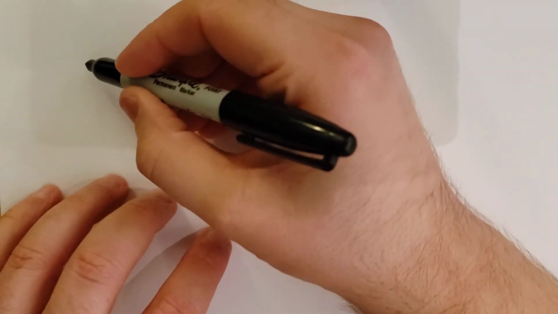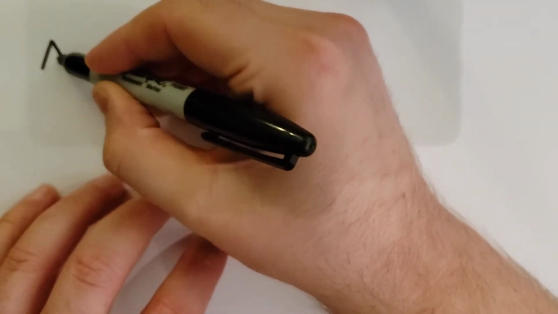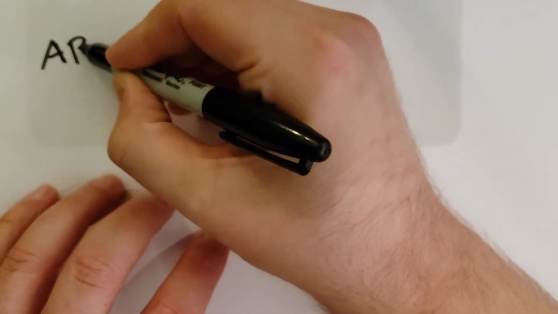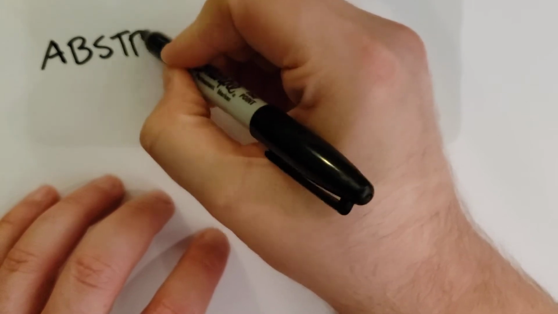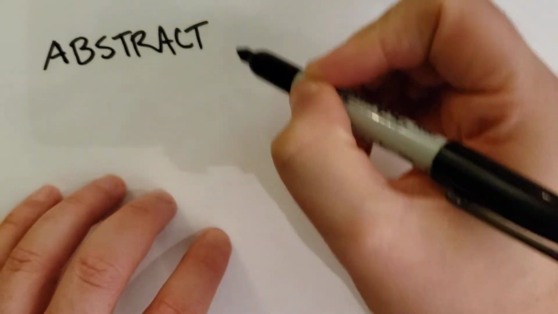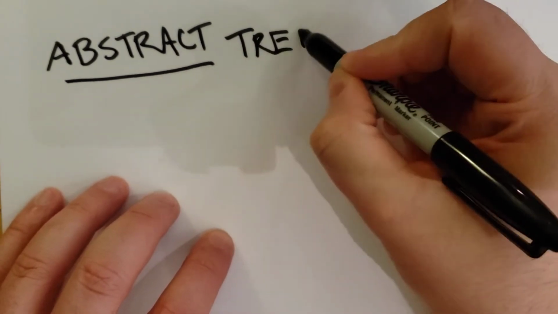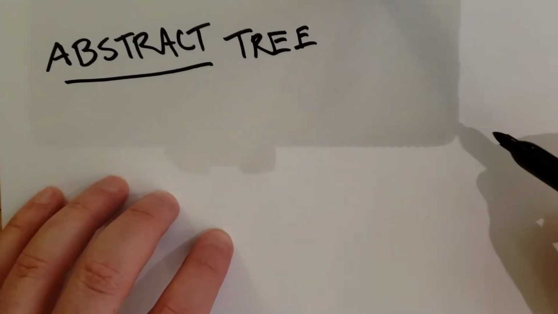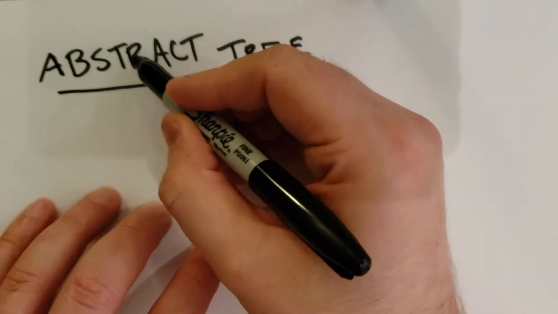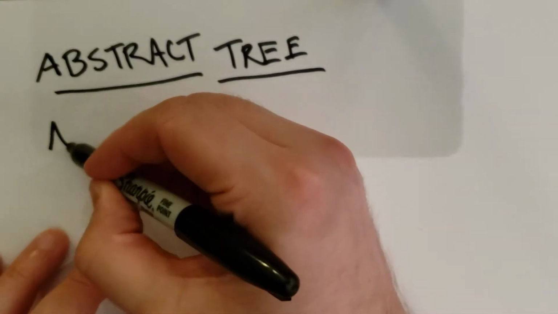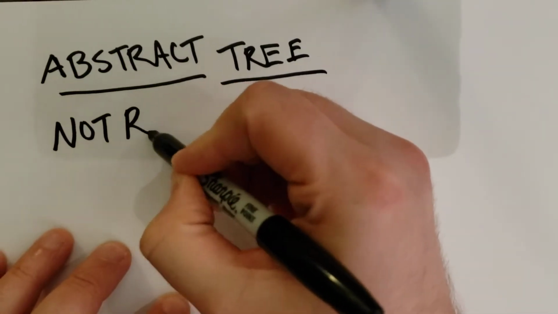Hello art students, today we're going to be drawing what is called an abstract tree. This goes along with the other tree videos. Abstract is a word that means not real.